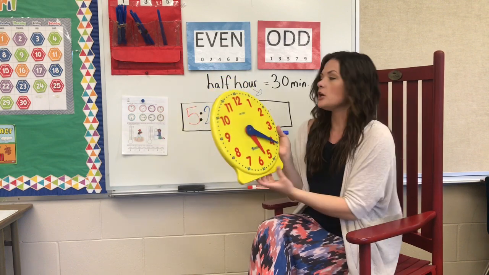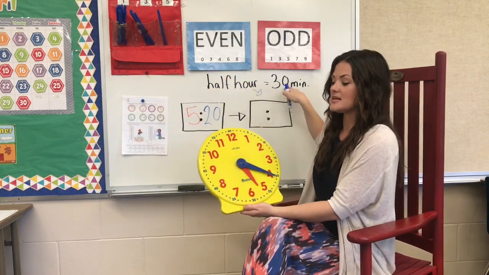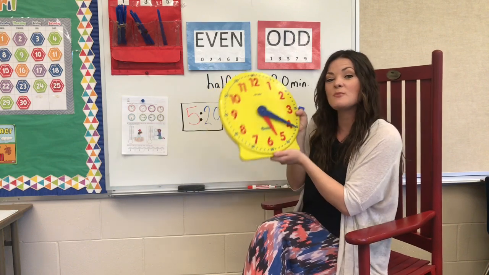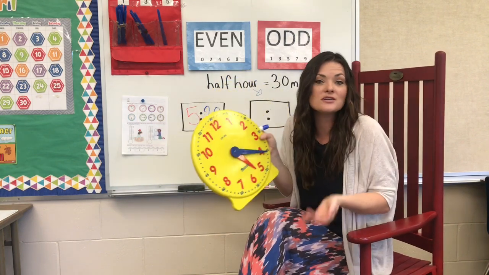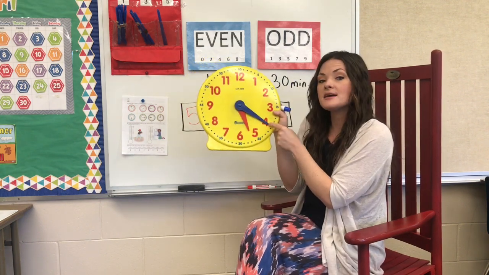Now my question to you is, what is a half an hour later? We know a half an hour is 30 minutes. So I need to add 30 minutes to my clock. If you have a clock at home, do this along with me, okay? We're gonna count by 5s and stop when we get to 30 minutes.